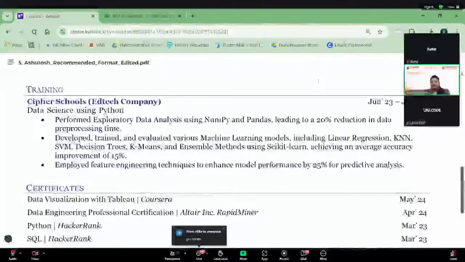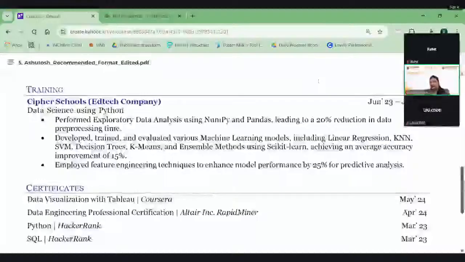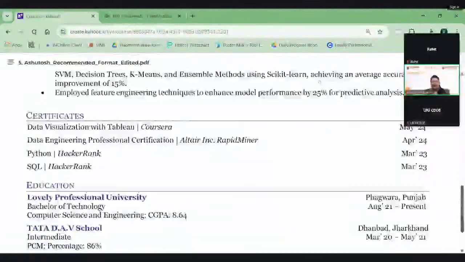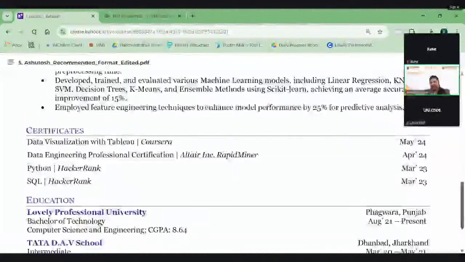Now, in the certificate, you are only supposed to give us the completion month and year. Please don't give us the start month and year. The reason behind that is the majority of the certificates available outside in the market are self-paced. So the starting month and year does not matter to us as an industry. You should always give us the ending month and year. Okay. So after the certificate heading is done, the next information that comes is your education.